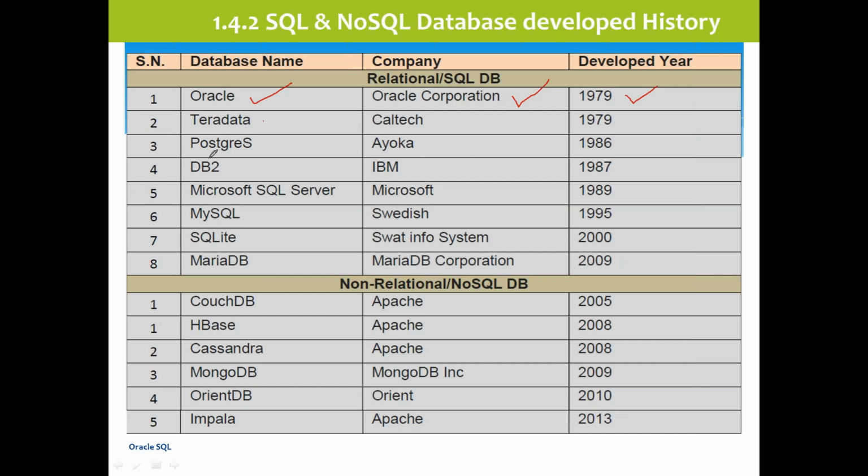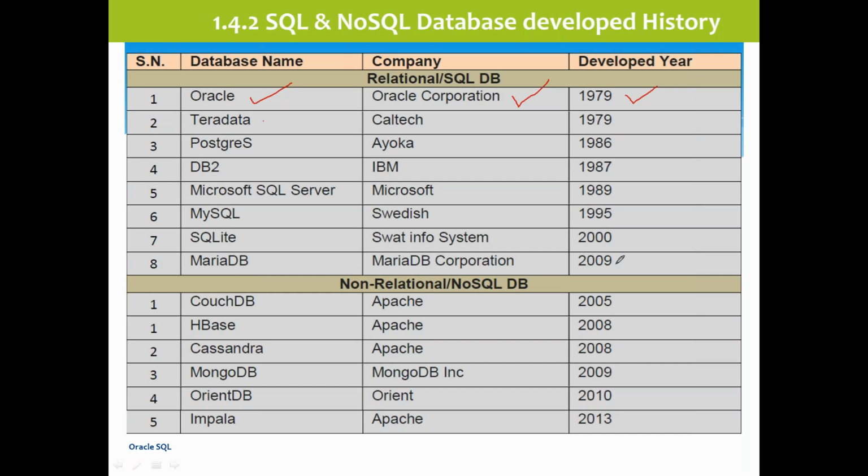Third one was developed in 1986. Ayoka is one company that developed Postgres. Then DB2, which the IBM company developed in 1987. Then Microsoft developed Microsoft SQL Server in 1989. Swedish is one company that developed the MySQL database in 1995. In 2000, a company developed SQLite. MariaDB Corporation developed the MariaDB database, and they gave it the name MariaDB recently, in 2009.